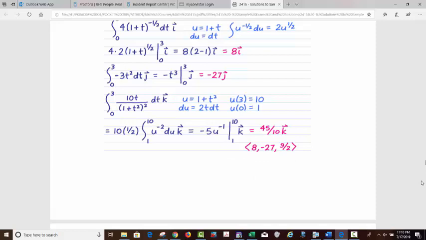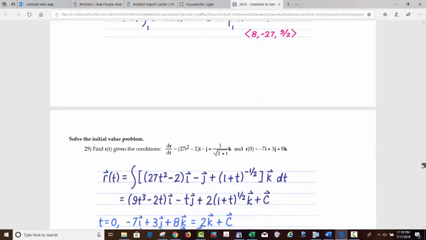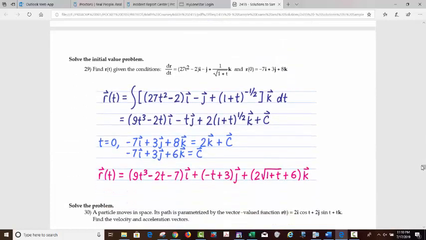So we're solving an initial value problem where essentially it's giving us the derivative and we have to integrate back to get the original vector valued function, but we're also solving for c.